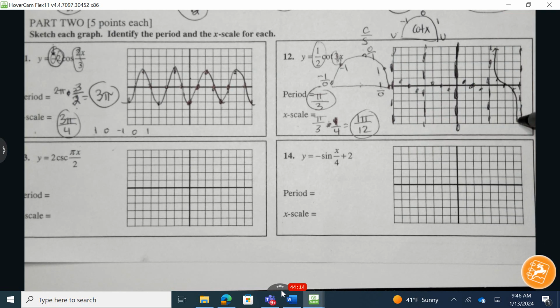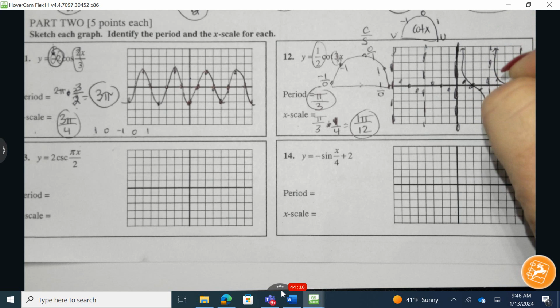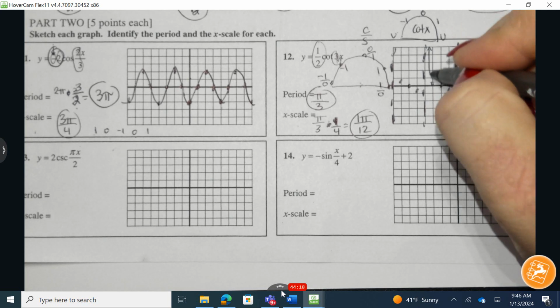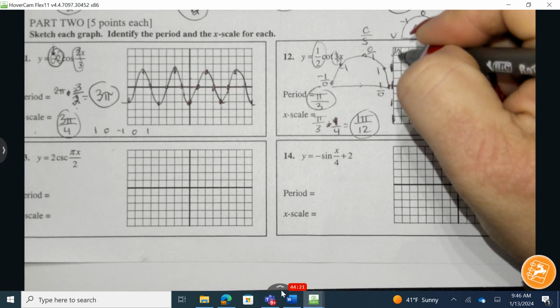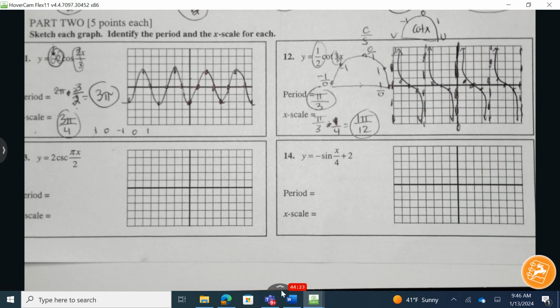Okay, and back down through, and back down through, down through, and down through. And we completed number 12. Let's take a look at number 13.